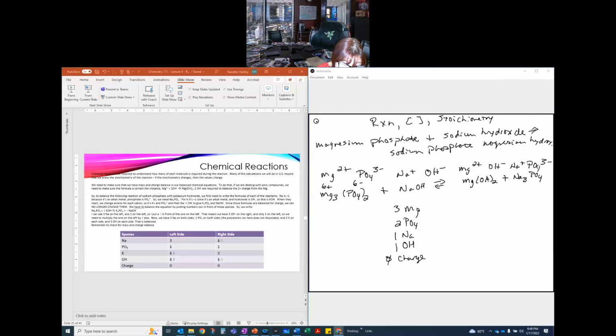When I look at my products, I have 1 Mg, I have 2 OH, I have 3 Na, and I have 1 PO4. That's not balanced. And my charge is 0, but that's not balanced. I don't have the same number of things on both sides. So if I need to fix the Mg, because that's the first thing I wrote, if I have 3 of them on the reactant side and 1 on the product side, I can multiply this Mg by 3. That gives me 3 Mg, but that also changes my OH, which was 2, to now be 6.